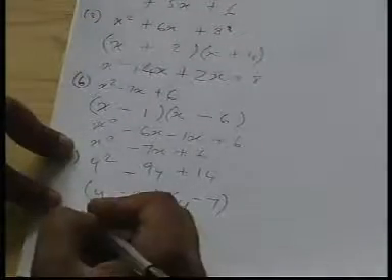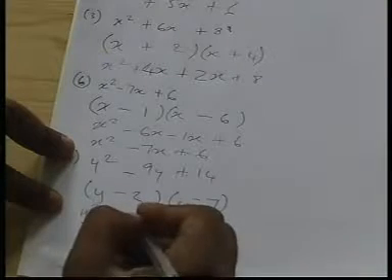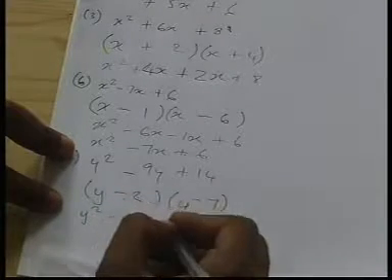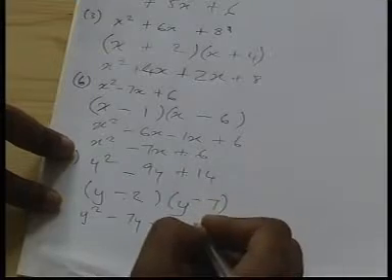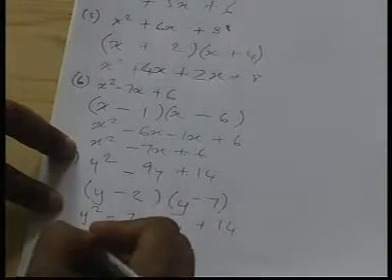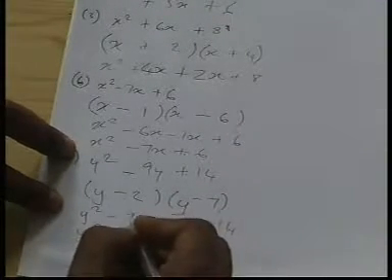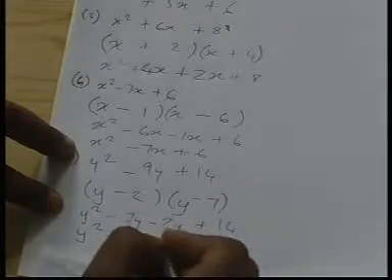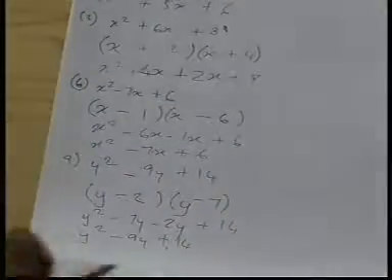y times y is y squared. y times minus 7 is minus 7y. Minus 2 times y is minus 2y. Minus 2 times minus 7 is plus 14. So y squared, minus 7y minus 2y is minus 9y, plus 14. Has it worked? Yes, it has. Let's try question 12 now.